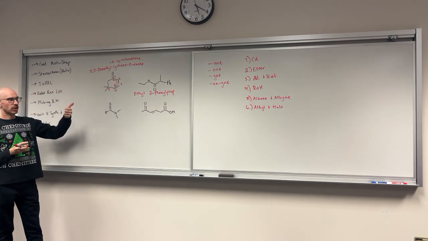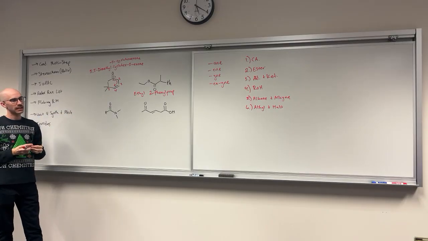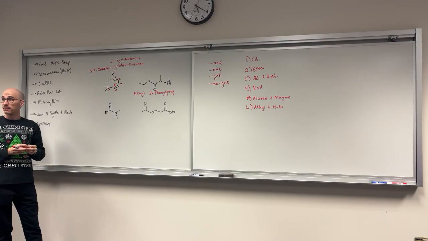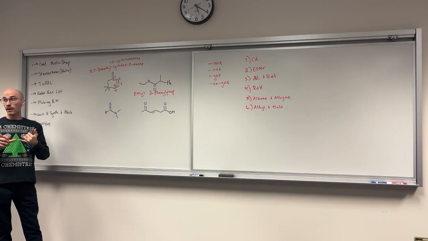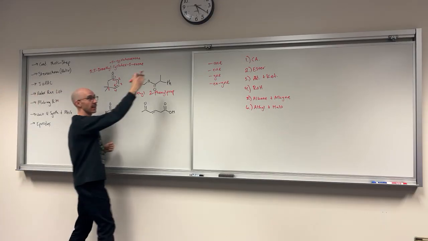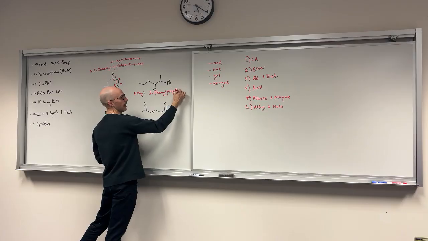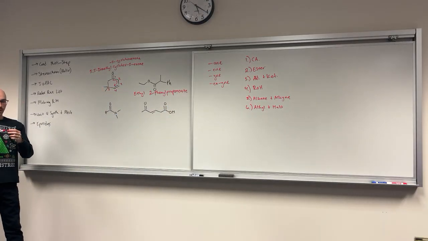So I know my carbon chain is prop. What suffix do I choose? Ane, ene, yne, or enyne? None? I need a suffix. If there's no alkene, there's no alkyne, then I use ane, and I cut off the E, and I swap in oate. Propanoate.